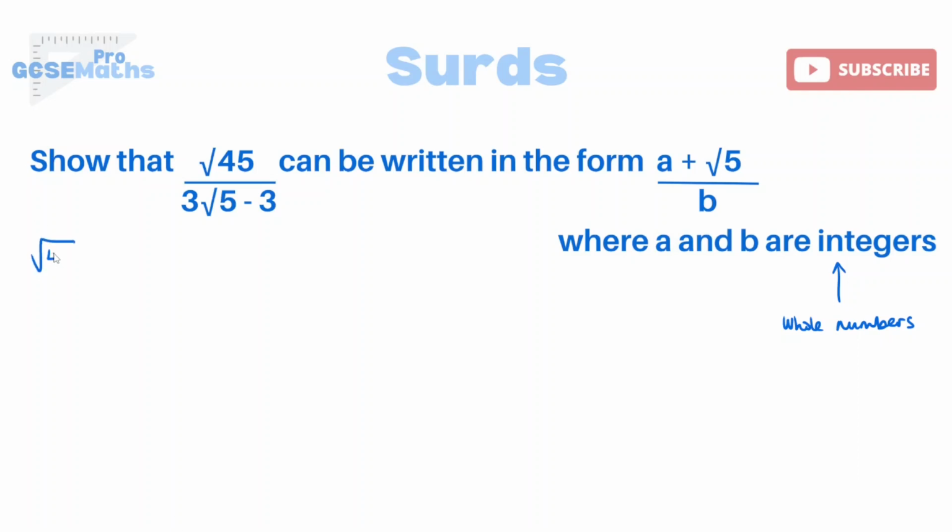So I'm going to put it here to try and get as much space as possible. Root 45 over 3 root 5 minus 3. So we know by now we're going to multiply by the denominator, but we need to change the symbol. So that is going to be 3 root 5 plus 3. And on the bottom as well.